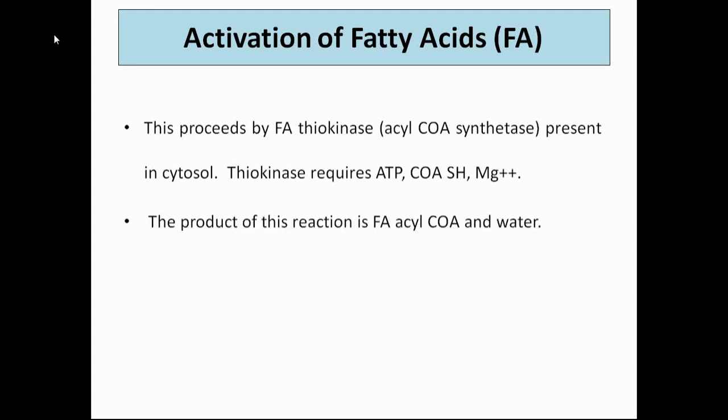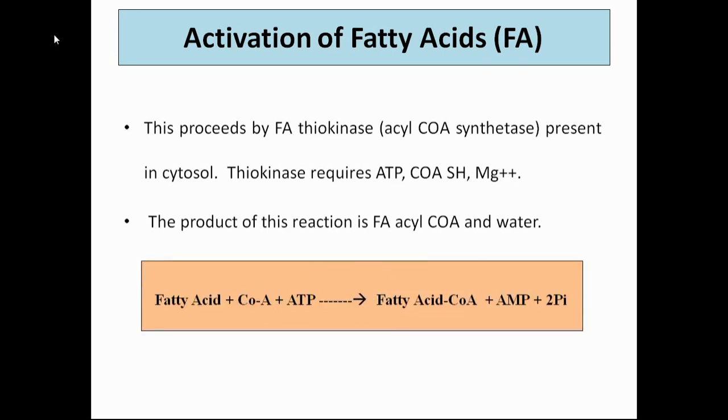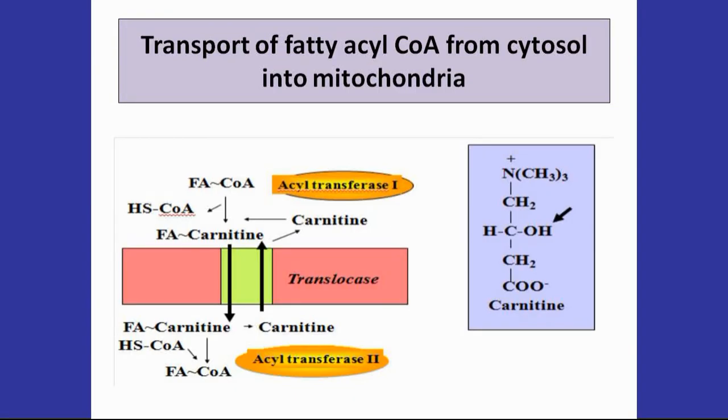Now once they react, the product of this reaction is fatty acyl CoA, which will get formed along with water. To summarize this reaction, we can see here that the fatty acid combines with coenzyme A. Along with that, it will utilize an ATP molecule. Now the final product will be the fatty acyl CoA. Along with that, AMP, adenosine monophosphate, will form along with two molecules of inorganic phosphate.